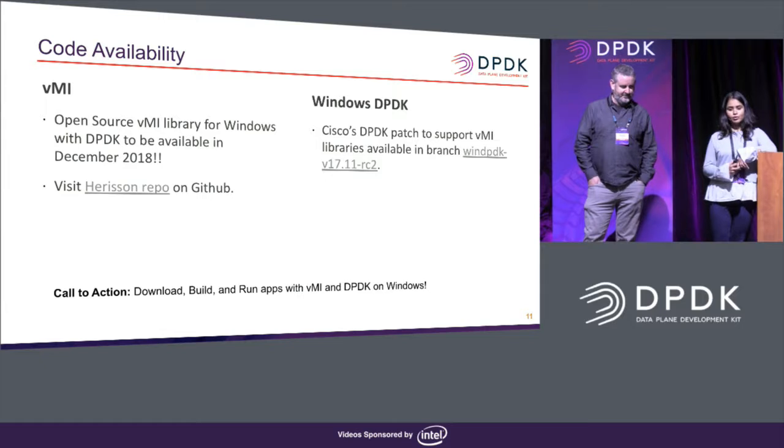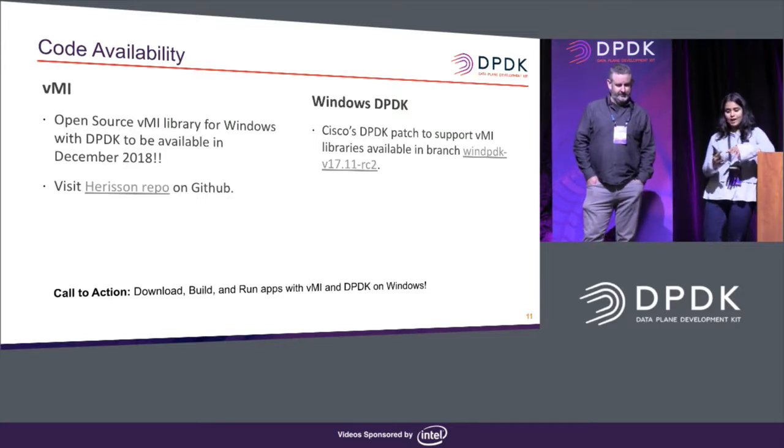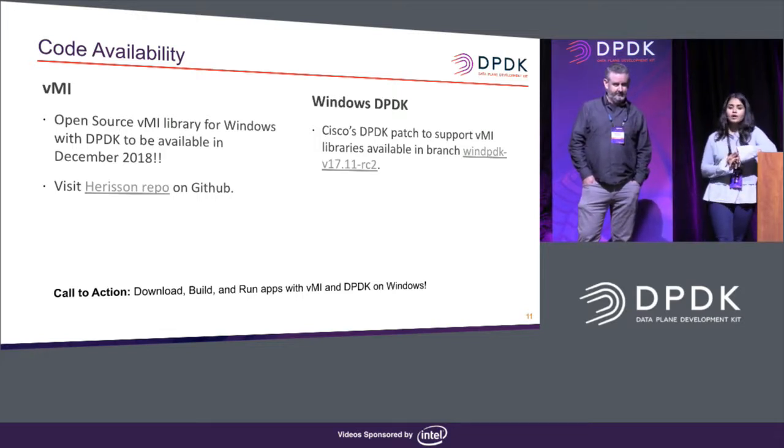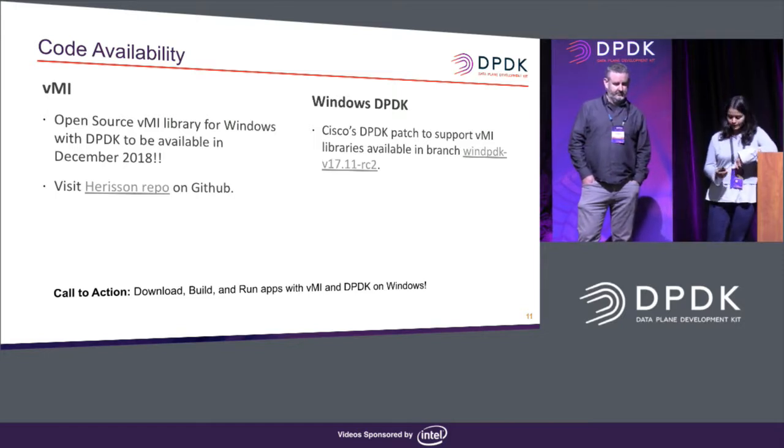All right, so with respect to code availability, the open source VMI libraries for Windows using DPDK are available, or will be available, in a GitHub repository called Herrison, and there's a link right there to it. Cisco's DPDK patch to support VMI libraries is also available in the 17.11 RC2 branch in the DPDK draft repository. So we invite you to download, build, and run applications using both VMI and DPDK on Windows and give us feedback so that we are able to constantly improve. The Herrison repository is expected to be updated anytime now with the updates for Windows DPDK.